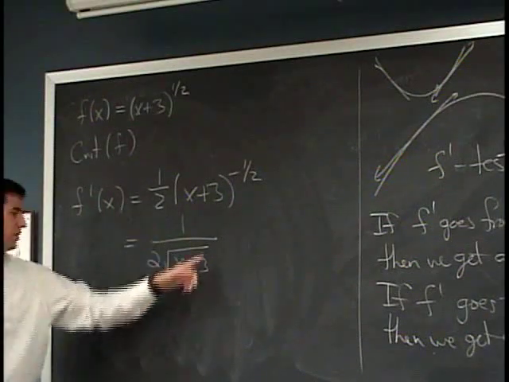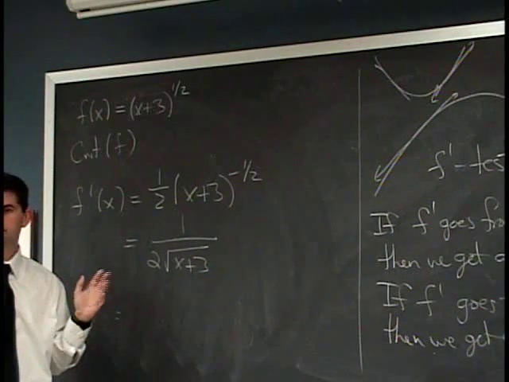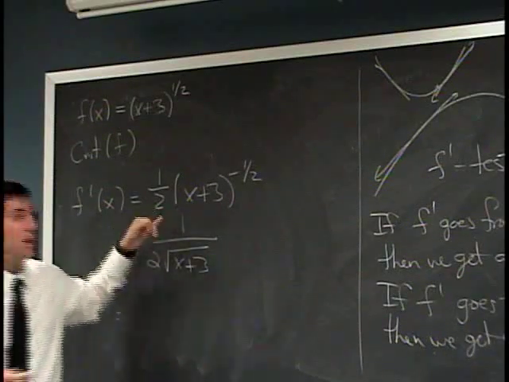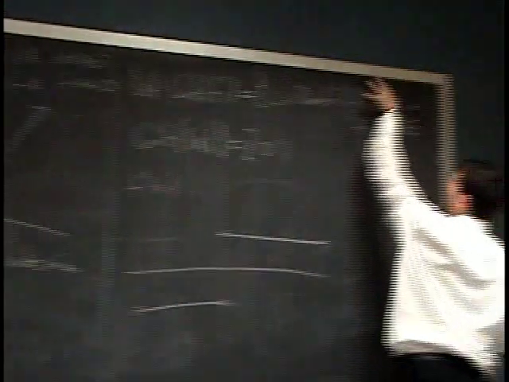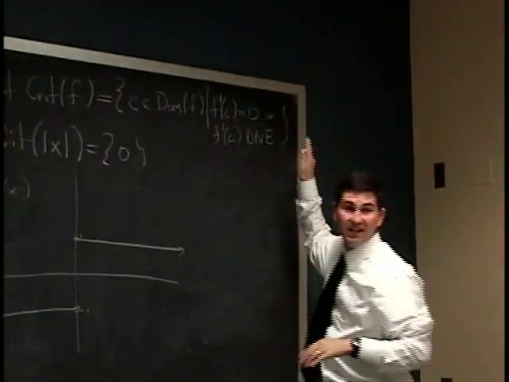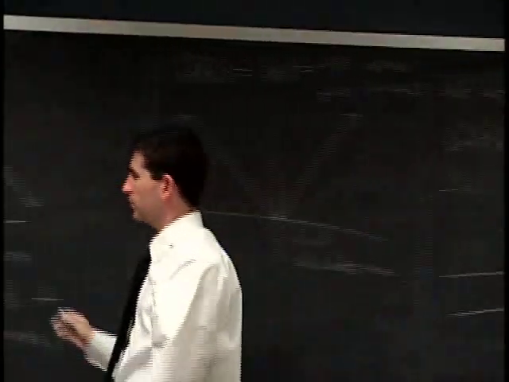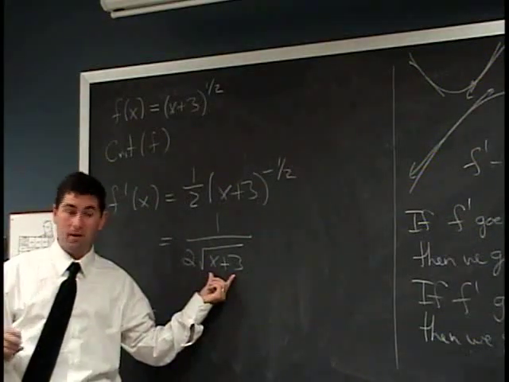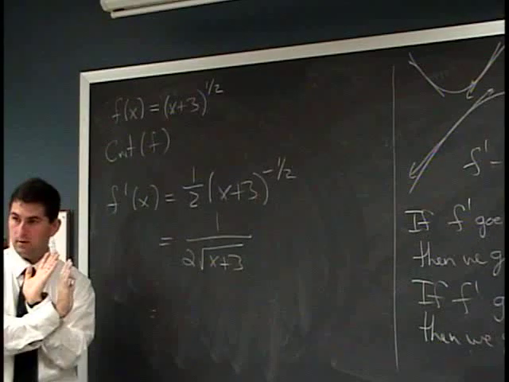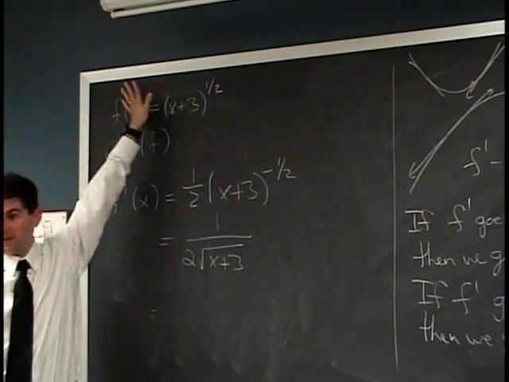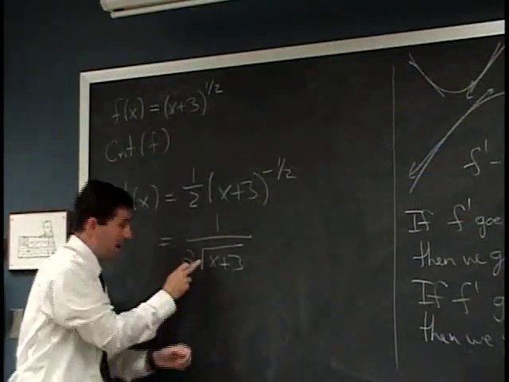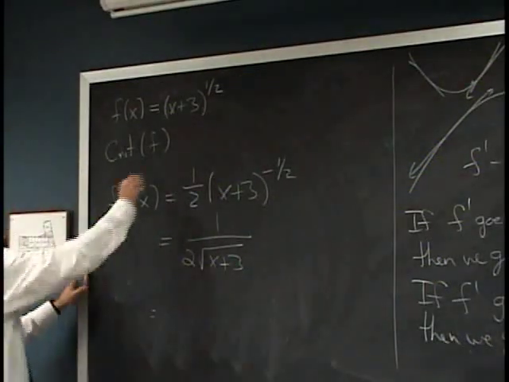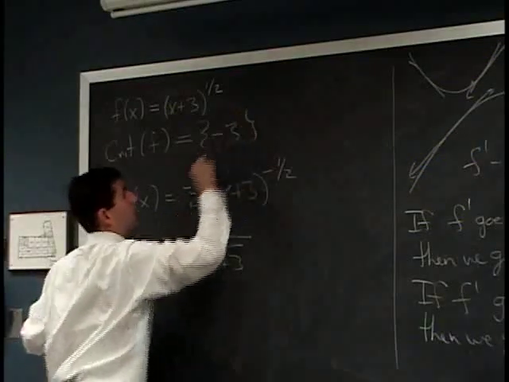Okay, now, where is this function 0? Never 0, right? You have a fraction, it's only 0 if the numerator is 0, and the numerator is always 1. Okay? So we don't have to worry about the first part of the definition, which says f prime of c is 0. We only have to worry about f prime of c does not exist. Where will the derivative not exist? Of course, if you put in something smaller than negative 3, then we couldn't do that anyway. It wasn't in the domain of f even. But if you put in minus 3, that was okay for f. But now you get a 0 in the denominator of a fraction, and that's no good. So the critical value of f, there's just one of them, is minus 3.